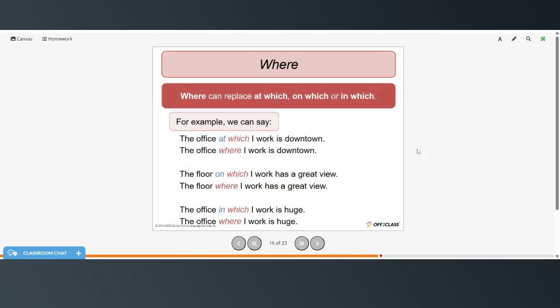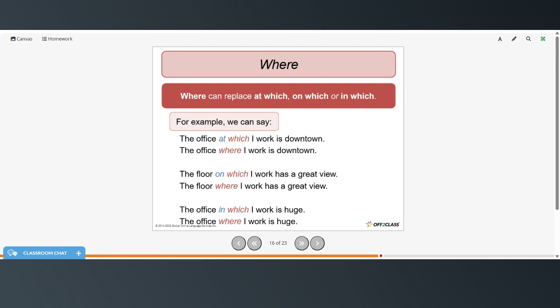Where can replace at which, on which, or in which. For example, we can say, the office at which I work is downtown, or the office where I work is downtown. The floor on which I work has a great view, the floor where I work has a great view, and the office in which I work is huge, the office where I work is huge.